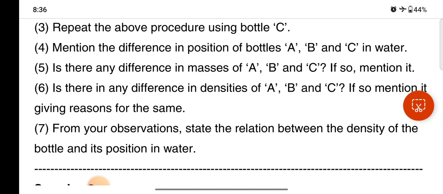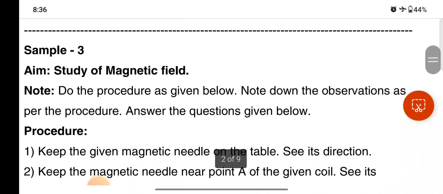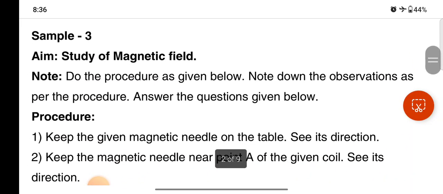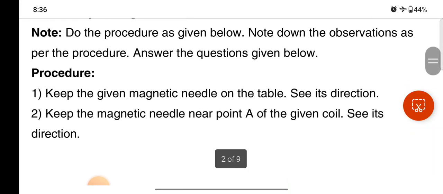Now 7th, from your observation, state the relation between the density of the solid and its position in water. Now sample number 3, aim of the practical: study of magnetic fields. Do the procedure as given below. Note down the observations as per the procedure. Answer the questions given below.